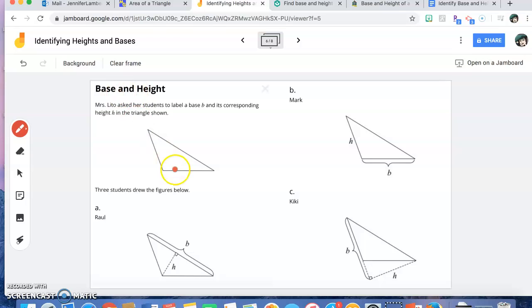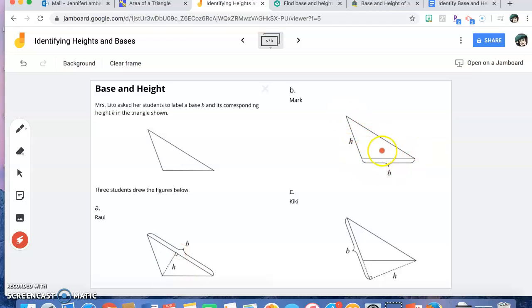Let's look at this question here. It says Mrs. Leto asked her students to label a base and its corresponding height. So here they gave us a triangle. What I want you to do is pause the video right now and try to tell which of these students, A, B, or C, drew in a correct height. Your answer for this one should be A, because if this is my base, here is the height that is perpendicular because of this right angle.